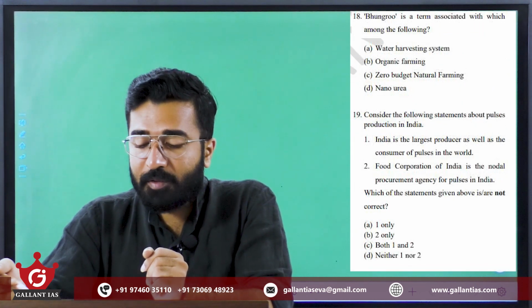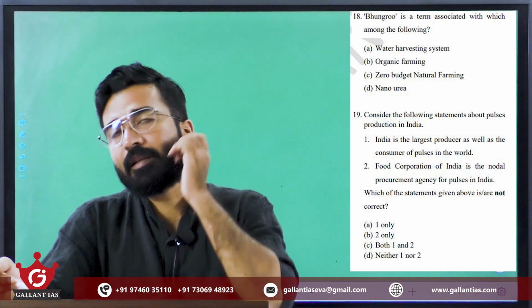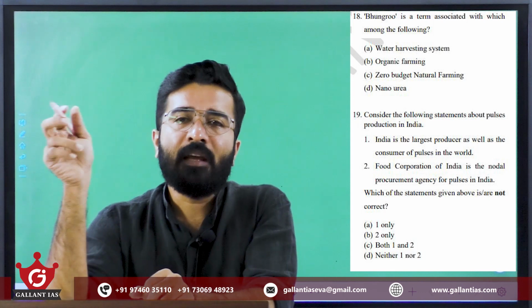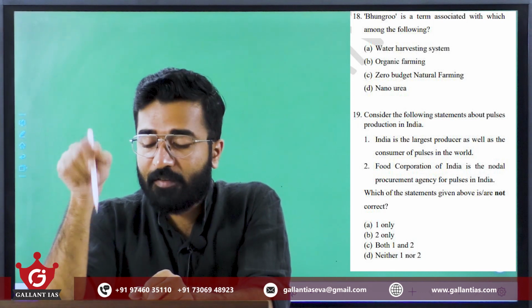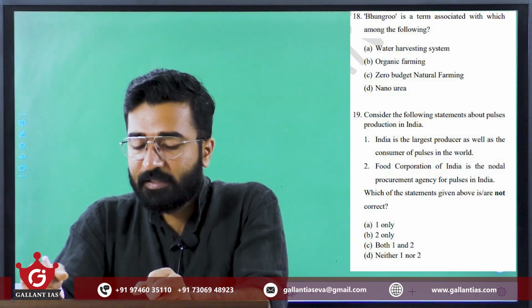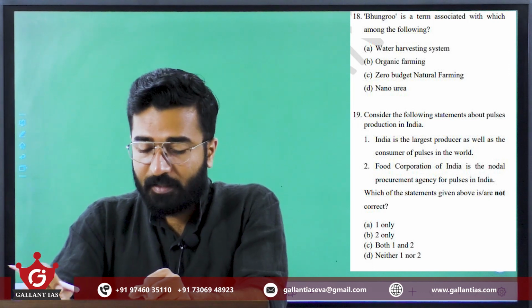18. Bhunguru. Bhunguru is a term associated with which among the following? It's a water harvesting system. Normally in Karnataka, Tamil Nadu and Maharashtra, these are prevalent. They create bunds and farm ponds for collecting rainwater, so that they can use it for irrigation. So this is a water harvesting system present in South India. Bhunguru. A is the answer.